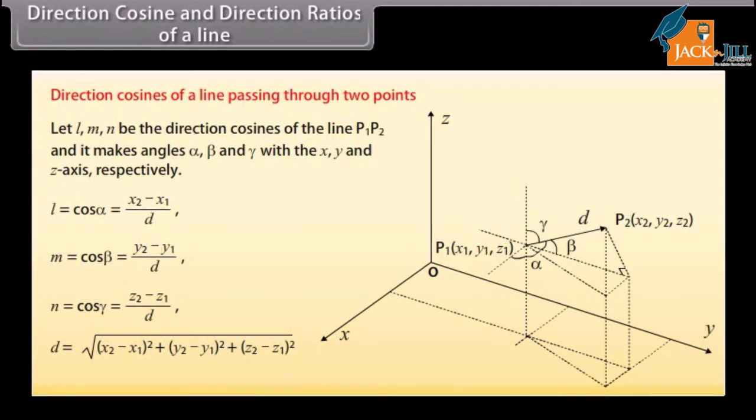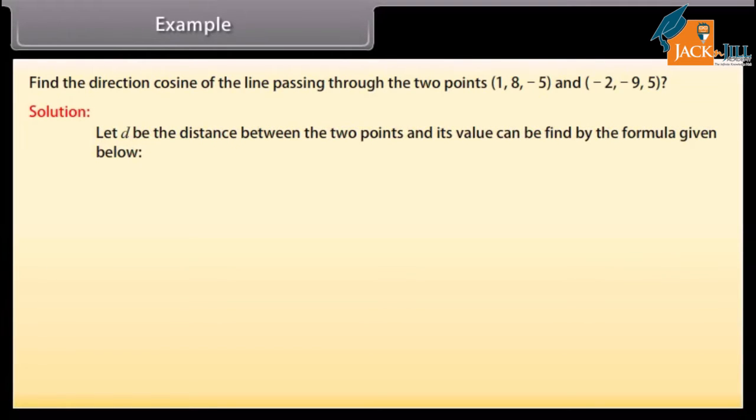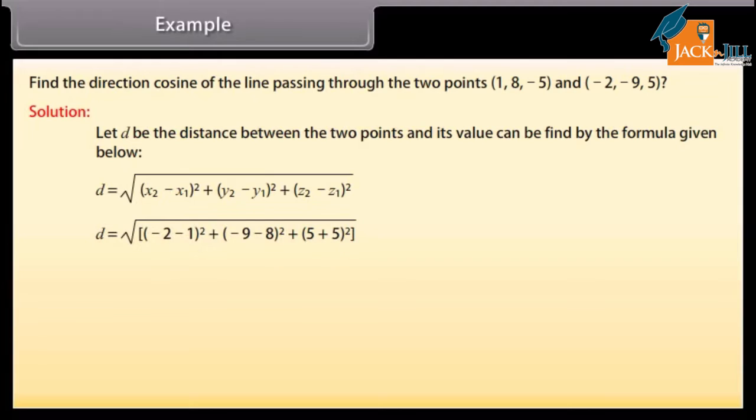Example. Find the direction cosine of the line passing through the 2 points (1, 8, -5) and (-2, -9, 5). Solution. Let d be the distance between the 2 points and its value can be found by the formula given below. d equals the square root of (x2 minus x1) square plus (y2 minus y1) square plus (z2 minus z1) square. d equals square root of (-2 minus 1) square plus (-9 minus 8) square plus (5 plus 5) square.